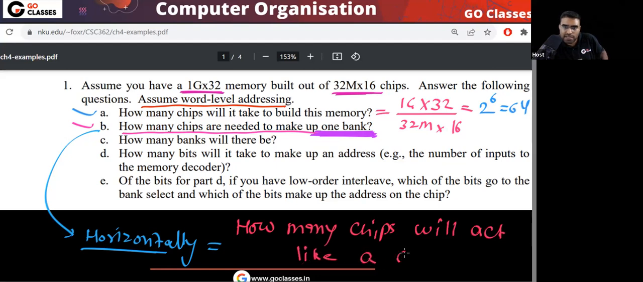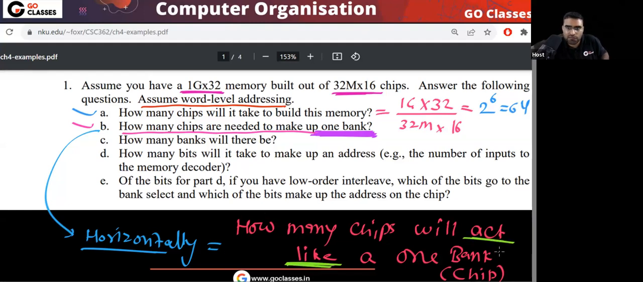Like one chip, or I can say one bank. Is this clear? Is this understood? The language of option B, did you understand? Please tell me. How many chips are needed to make up one bank? Means how many chips will act like one bank, or I can say one unit.